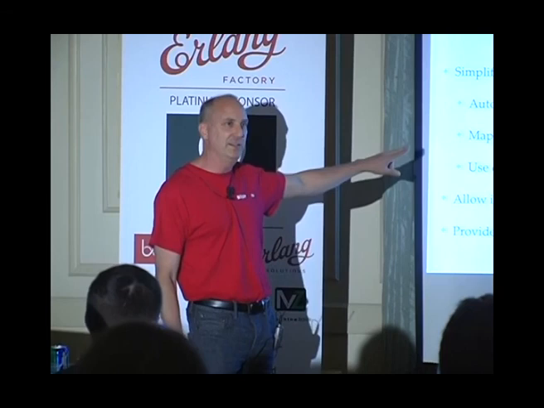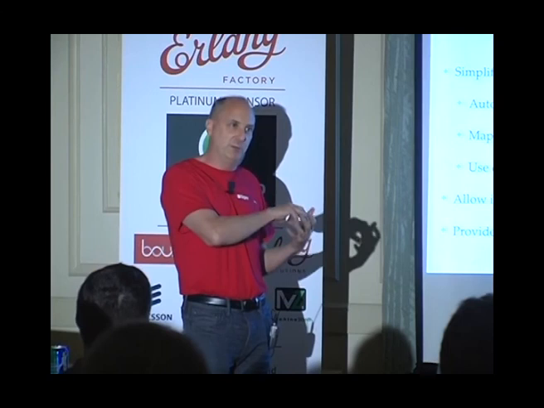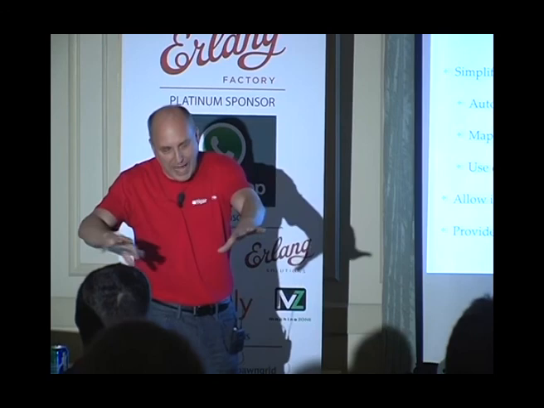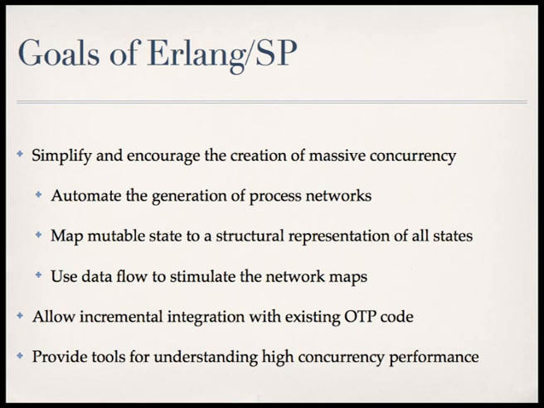So automating the generation of a network of processes, mapping the mutable state that currently resides in a gen server to the graph and the way processes are connected so that the path data takes determines the state of that particular computation. And that's how we're using data flow, is that if the graph is in place and data flows from A to G to F, that path determines what state the computation is in.